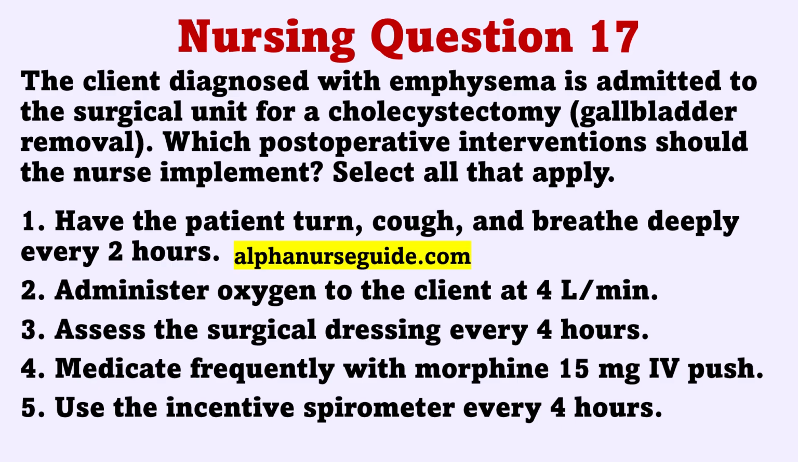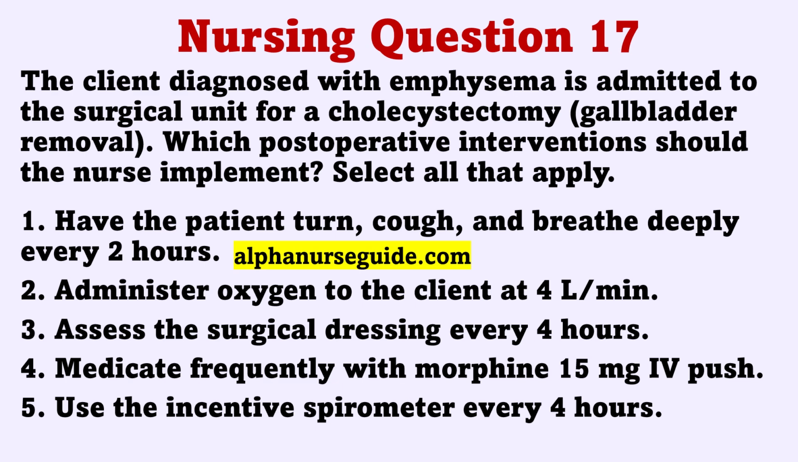The client diagnosed with emphysema is admitted to the surgical unit for a cholecystectomy. Which post-operative interventions should the nurse implement? Select all that apply. 1. Have the patient turn, cough, and breathe deeply every 2 hours. 2. Administer oxygen to the client at 4 liters per minute. 3. Assess the surgical dressing every 4 hours. 4. Medicate frequently with morphine 15 milligrams IV push. 5. Use the incentive spirometer every 4 hours.